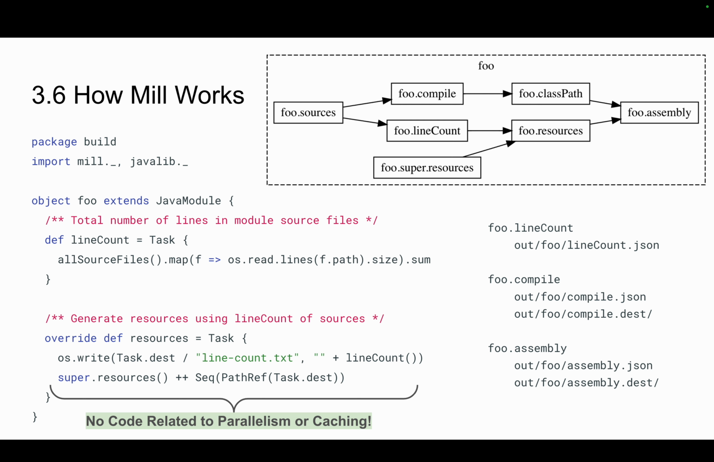So what's most interesting about this whole setup is that you look at the code on the left, there's nothing here related to parallelization, caching, introspection, invalidation, and so on. You don't see anyone computing cache keys. You don't see anyone writing things to disk and deleting them on disk. You don't see anyone taking locks or having semaphores or spawning threads or futures to parallelize things or actors. None of that occurs here. Like the code on the left is literally pure business logic. I'm taking the line count is all source files, reading the lines, summing them up. Resources I'm overriding, I'm writing out the text file as a resource and I'm returning it as part of the resource path. So Mill does all the other things for you.